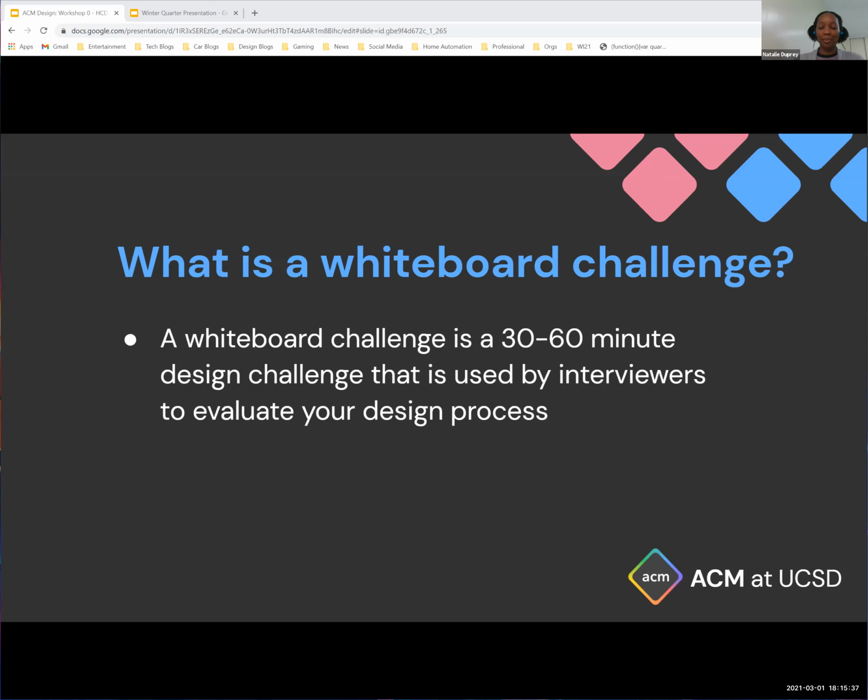It's basically a whiteboard challenge is a 30 to 60-minute design challenge that interviewers will use to evaluate your design process. They just want to understand how you think as a designer, so that they understand whether or not you're going to fit well enough into their team.